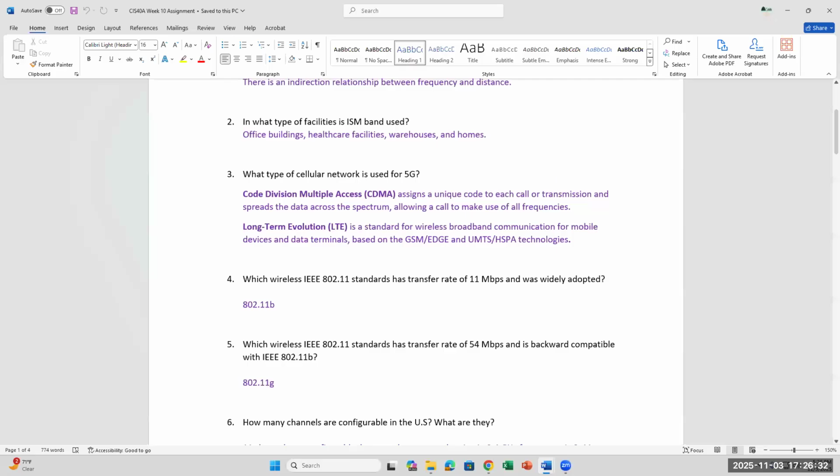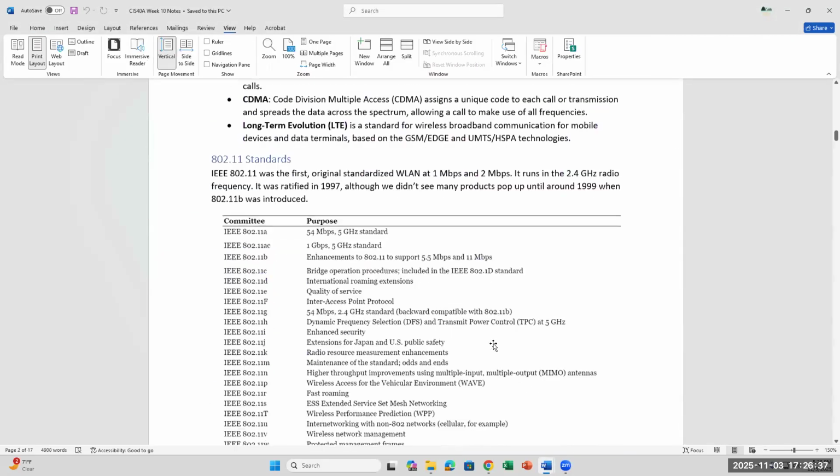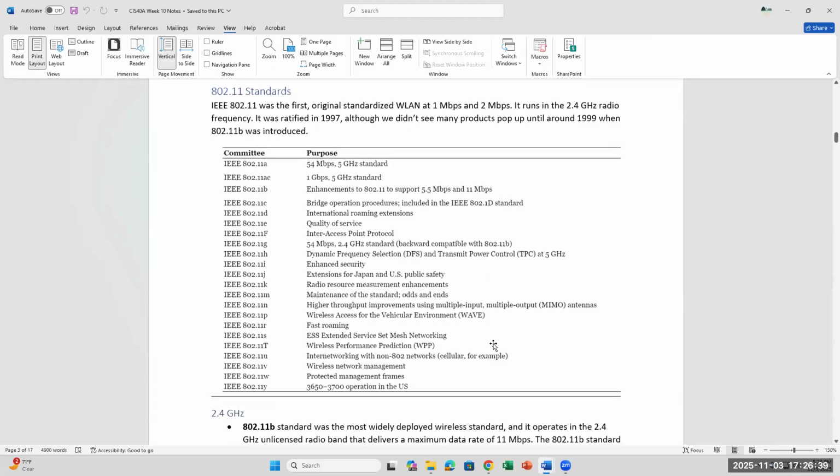Okay, so why are we learning all the old standards? Because of compatibility issues. You might not see some of the old standards now in the current network, but you might come across technology that is legacy, that's older, and you've got to know that some standards are not compatible with others. So I give you a table.